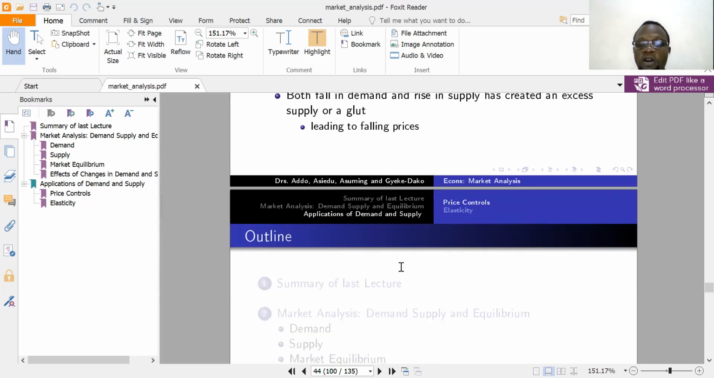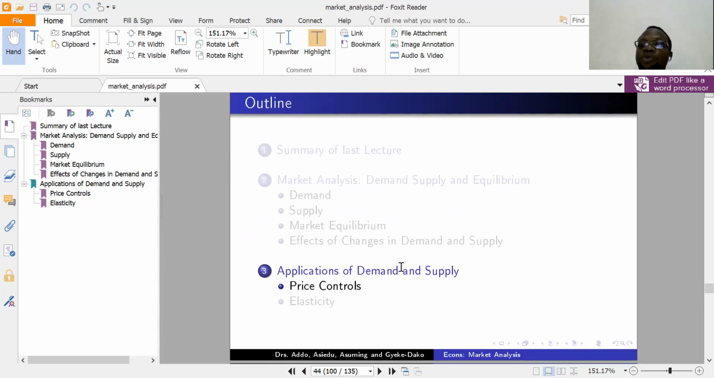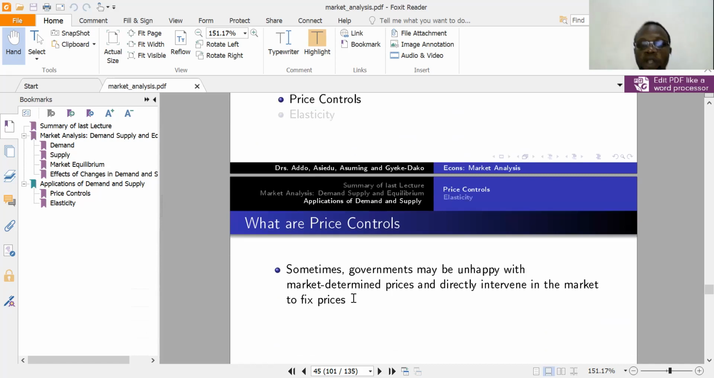All right. So this takes us to two very important concepts that we need to try to understand. The first one is called price controls, an application of demand and supply. I tried to introduce price controls in our last session. Here I'll formalize the concept. And then at the end of today's session, I will introduce the concept of elasticities. All right, so let's talk about price controls.